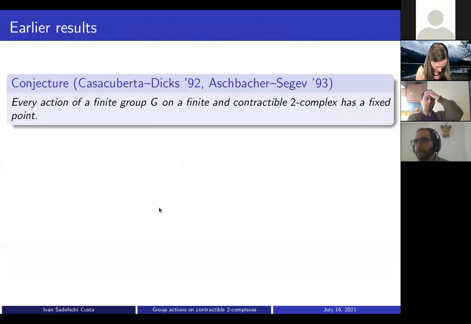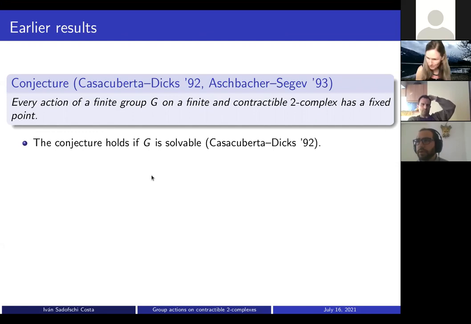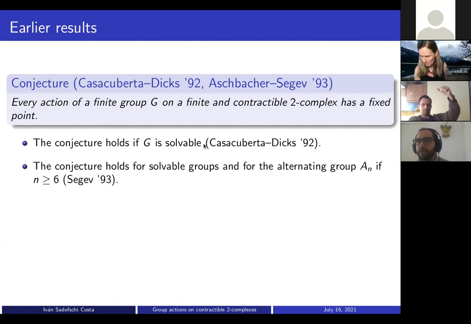So what was known about this question is the following. First, in the paper by Casacuberta and Dicks, they proved that the conjecture holds for a solvable group. Independently, Segev proved the same result, that the conjecture holds for a solvable group, and moreover, he proved that it holds for the alternating group A_n if n is greater or equal than 6.